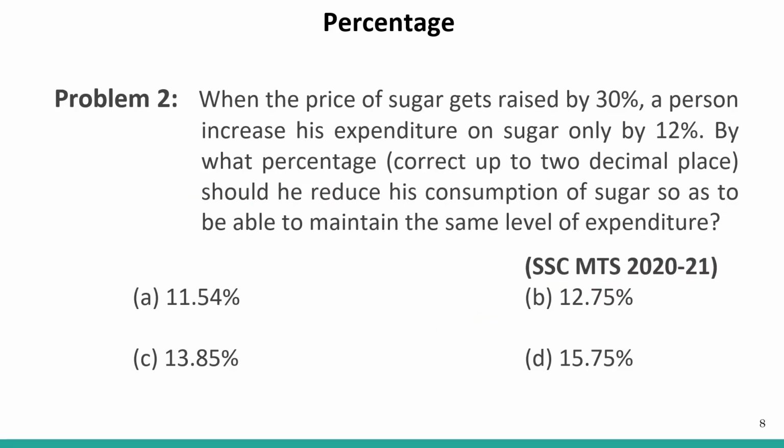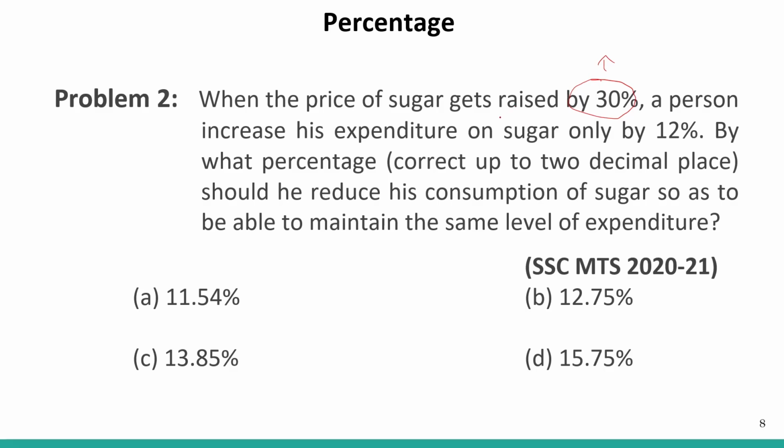So let's see problem number 2. When the price of sugar gets raised by 30%, here the price was raised by 30%. A person increases his expenditure on sugar only by 12%. Okay, the person increases his expenditure only by 12%. So by what percentage, correct up to 2 decimal places, should he reduce his consumption of sugar so as to maintain the same level of expenditure?